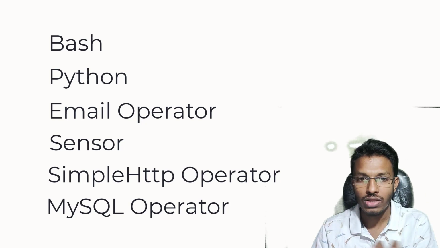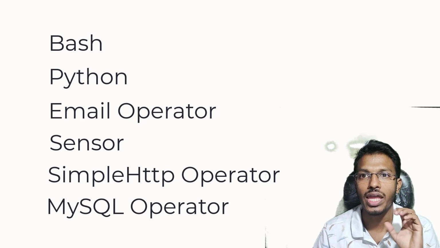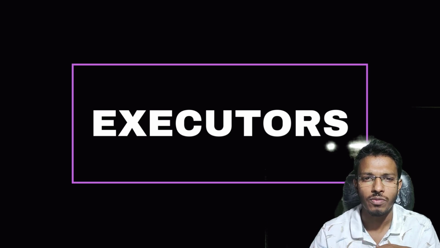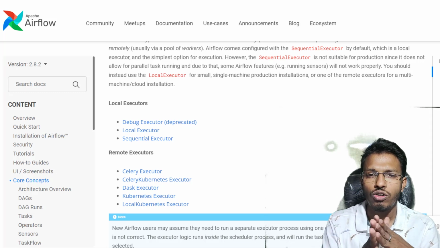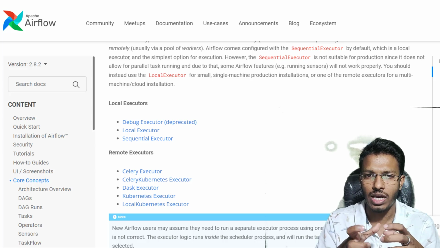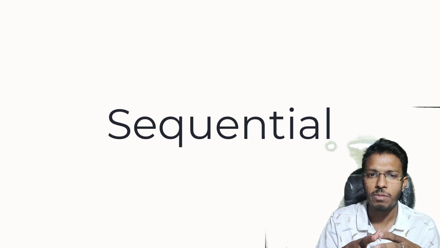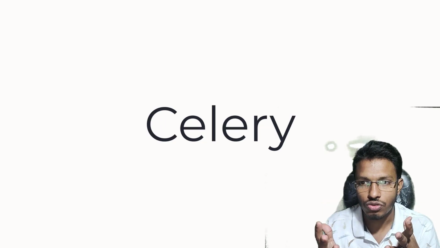Now, to run this entire DAG, we have something called executors. Executors basically determine how your tasks will run. There are different types of executors that you can use. If you want to run one task at a time, you can use the Sequential executor. If you want to run your tasks in parallel on a single machine, you can use the Local executor. And if you want to distribute your tasks across multiple machines, you can use the Celery executor.